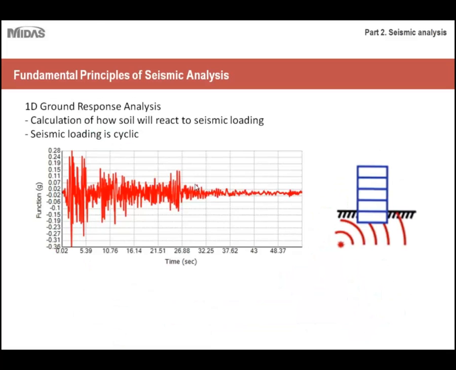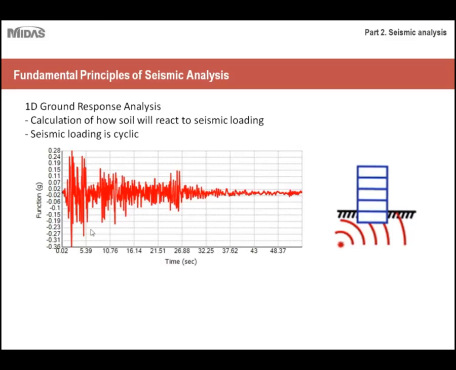Okay, so now let's get into the calculations of seismic analysis itself. First, let's talk about 1D ground response analysis. Essentially, 1D ground response analysis is the analysis of how soil responds to cyclic loading or seismic loading. As I mentioned before, seismic loading is very cyclic.